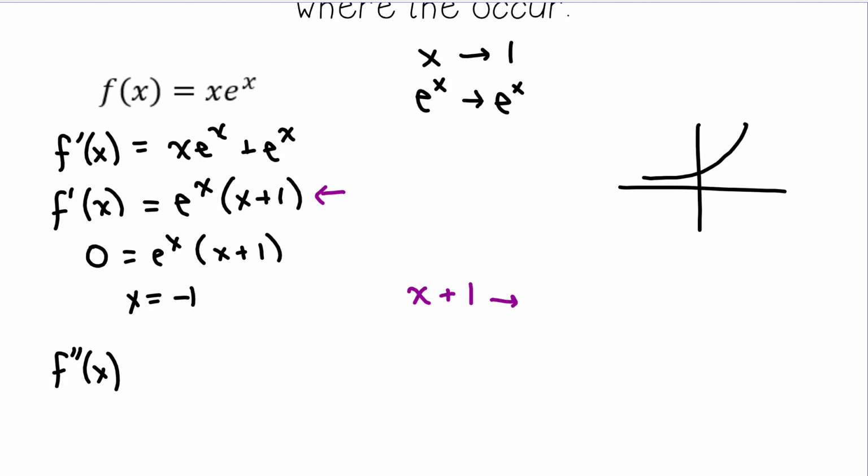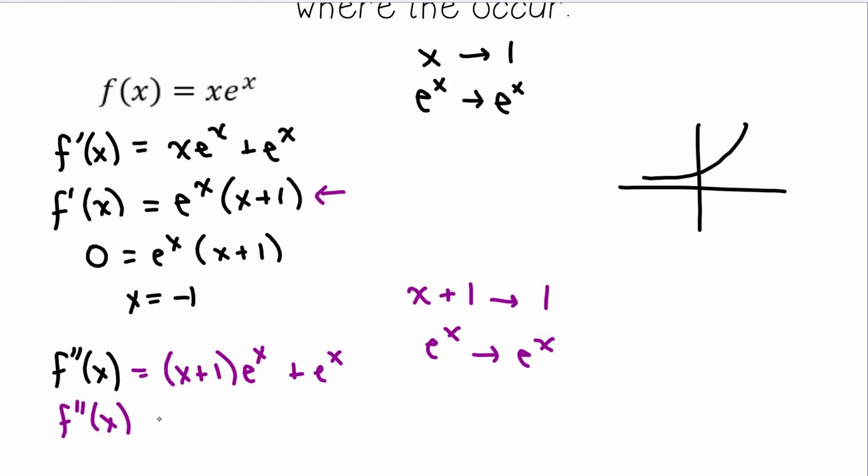I have x plus 1, and then I have e to the x. The derivative of x plus 1 is 1. The derivative of e to the x is e to the x. And so I get x plus 1 times e to the x plus e to the x. And again, I can factor out e to the x. So I have f double prime of x equals e to the x times x plus 1 plus 1, which is x plus 2.